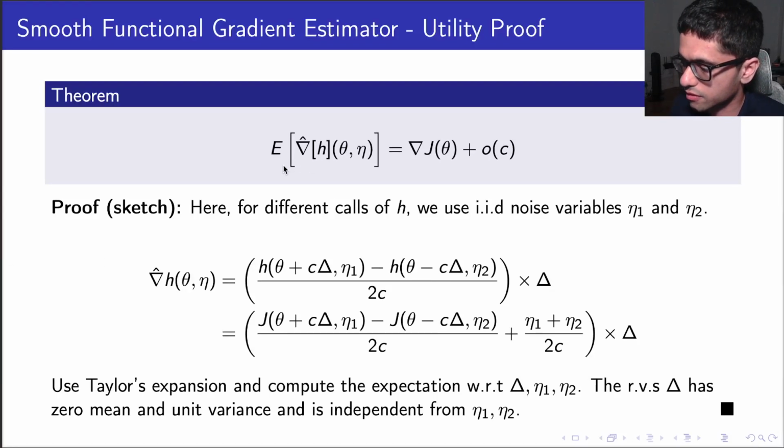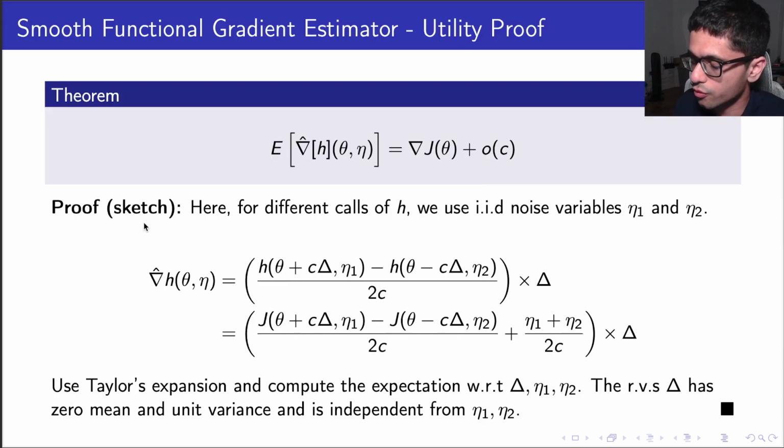So the expectation of grad h hat under the random variables eta and delta, of course, is very close to grad J at theta, within an additive term of order c, when c tends to 0. Anyway, so it's quite small.